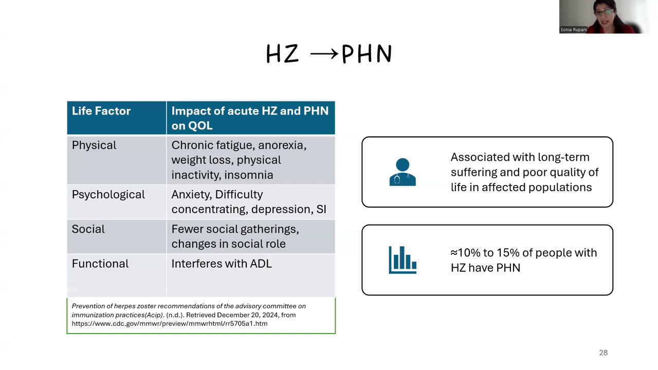They may be always anxious, and they cannot focus because they are constantly in this discomfort. They feel that discomfort and pain, which is not good. They can have depression, and in some cases also suicidal ideation, just being so tired of this constant pain. Fewer social gatherings: now they may be isolated and try avoiding social gatherings. So overall, it's affecting their quality of life and can interfere with their activities of daily living. About 10 to 15% of individuals who have herpes zoster infection may develop postherpetic neuralgia, which is big.